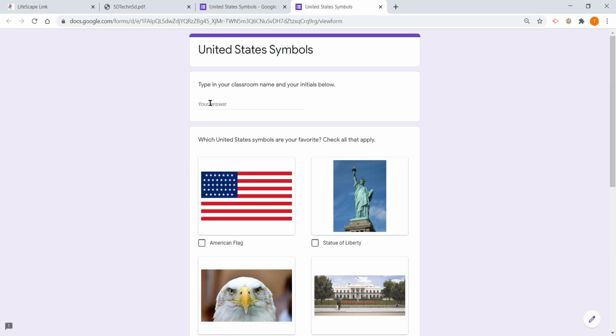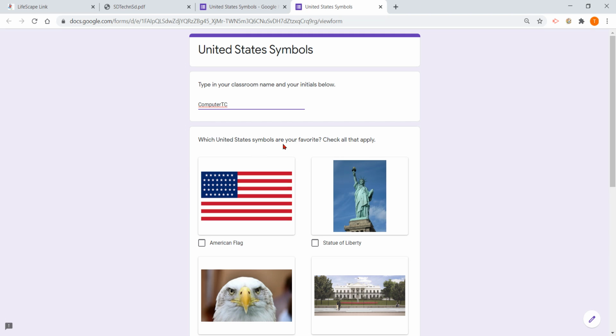The first thing you do is type in your classroom name and your initials. And my classroom is computer. And my initials are TC for Tina Clark, so that I know that it's you. You don't have to type your whole name, but type your classroom name and your initials.